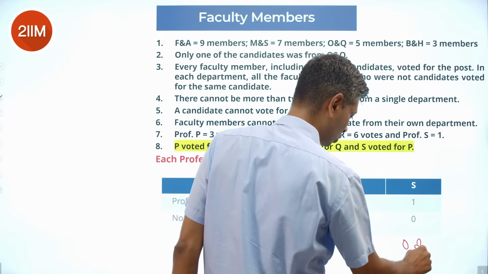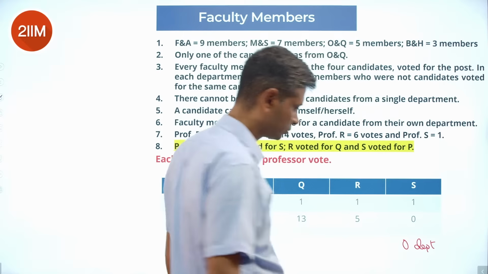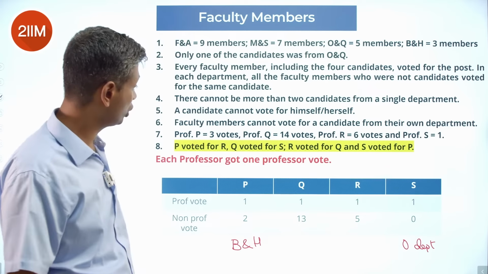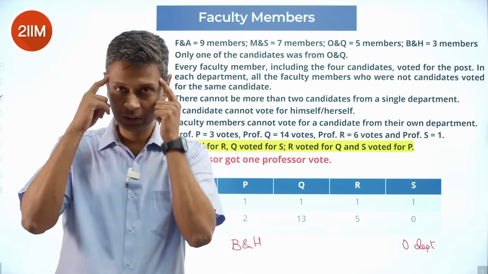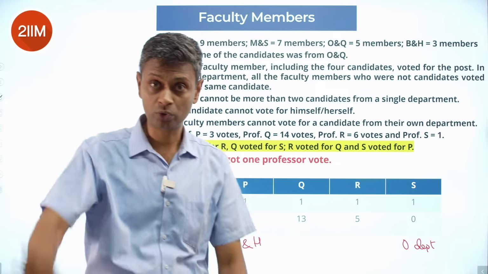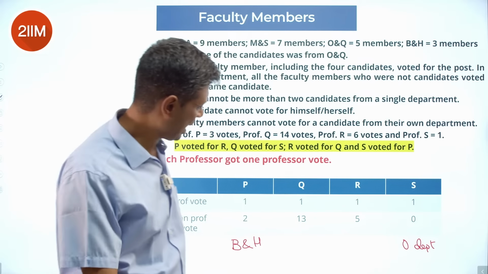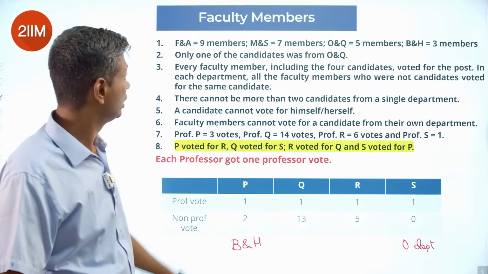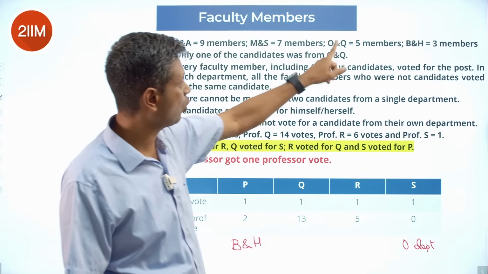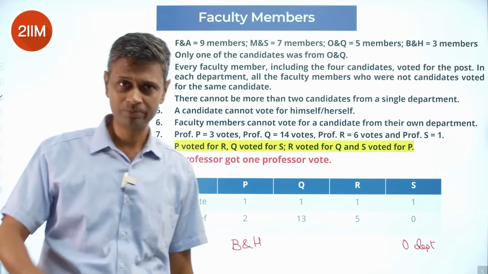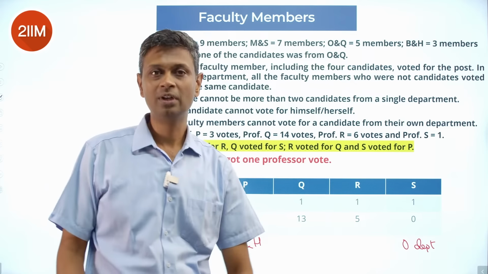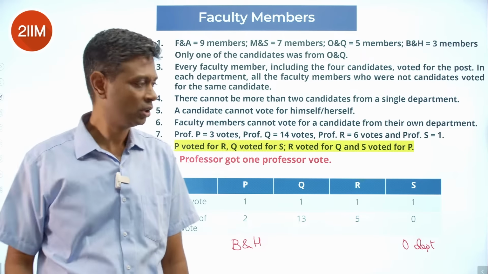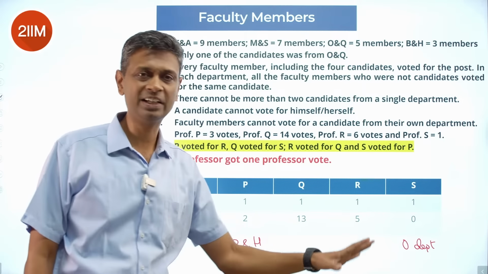0 departments voted for Q. Now, the cut field says F and A voted for Q. I'm going to assume F and A didn't vote for Q. Can we still add up to 13? B and H is gone. F and A didn't vote. Can M and S and O and Q add up to 13? Not possible. 7 plus 5 is 12. All 5 are not available. Only 4 are available, the non-professor votes. So F and A is definitely there for Q.